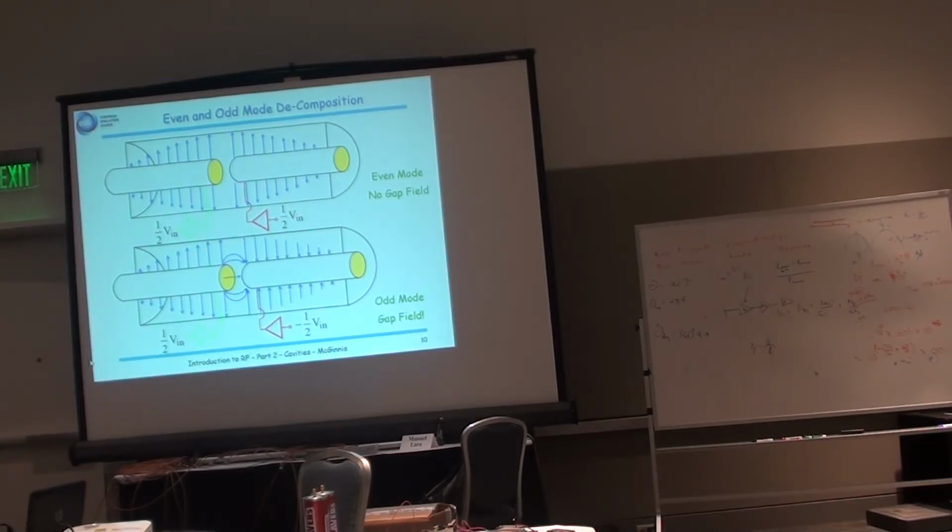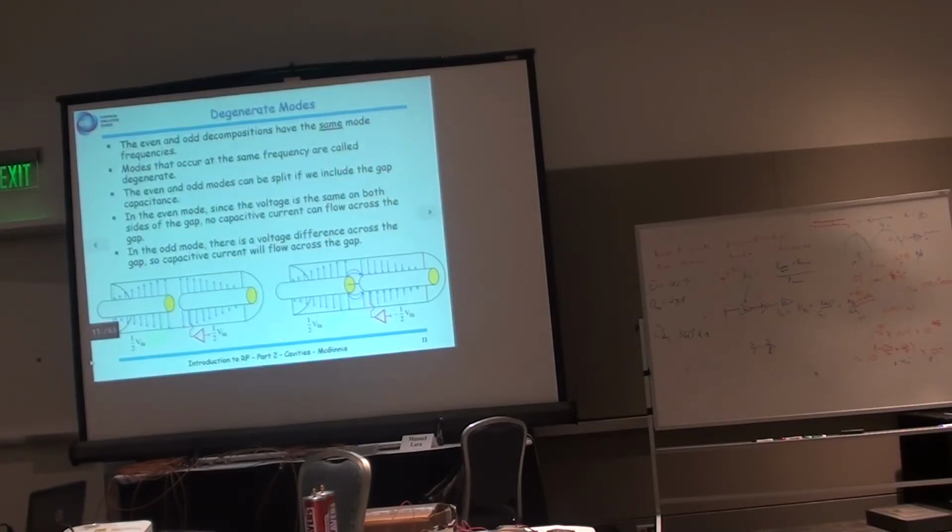So these two modes are basically what we call degenerate. Even and odd have the same frequencies. Modes that happen at the same frequency are called degenerate. And just like in quantum mechanics, we want to split the degeneracy. We need to split it in order to get the resonant frequency, in order to get only the mode that we would like.